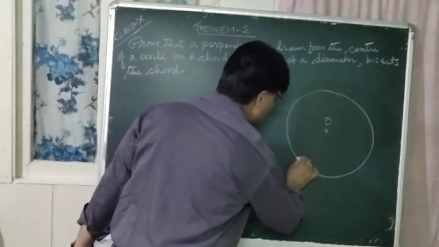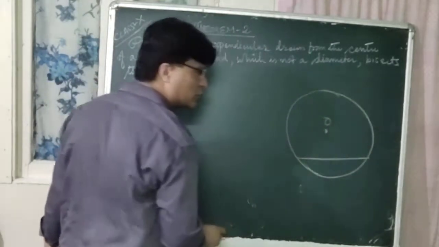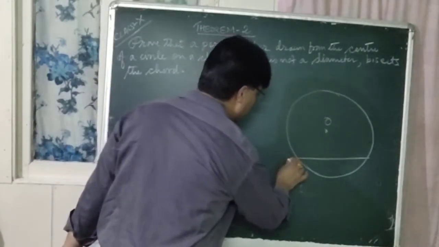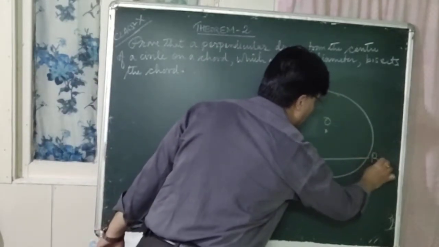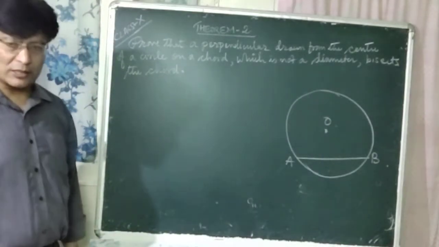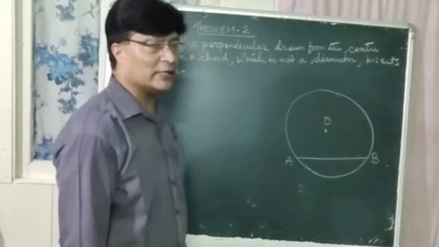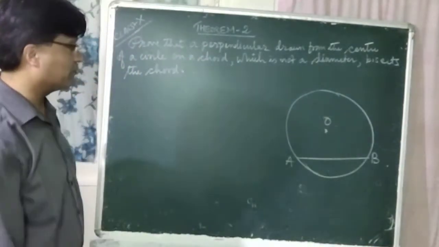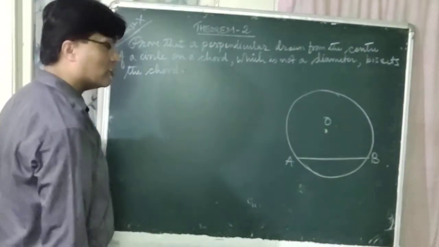Suppose the center is O. So there is a chord. You know how to draw the chord now, but this should not be the diameter of the circle, right? So AB is a chord of the circle which does not pass through the center of the circle. Okay? So this AB is not the diameter of the circle. Okay?